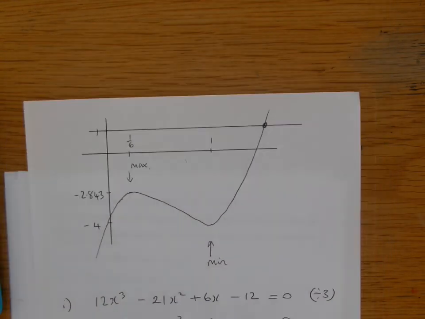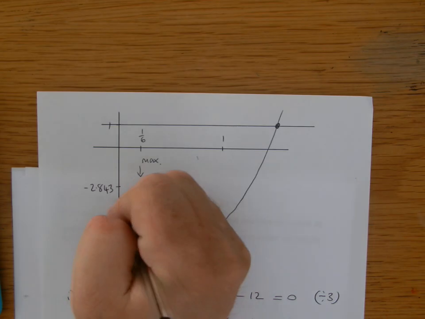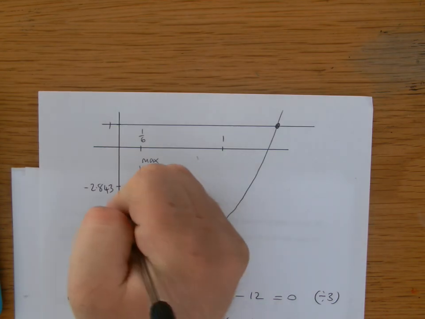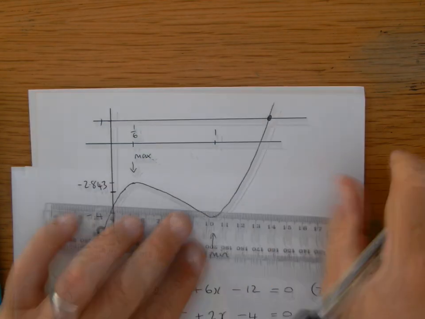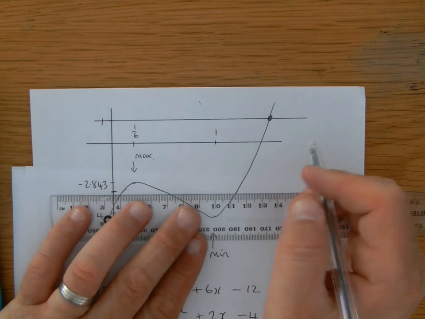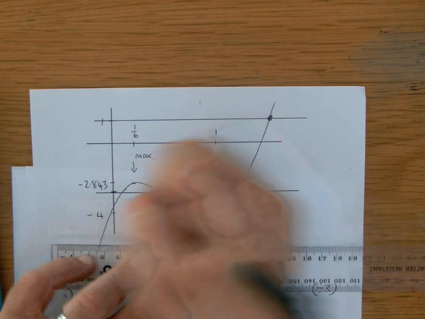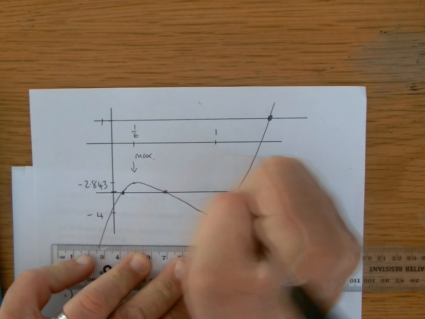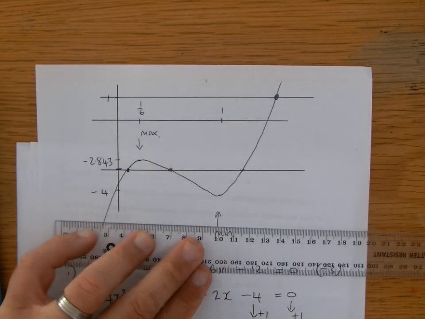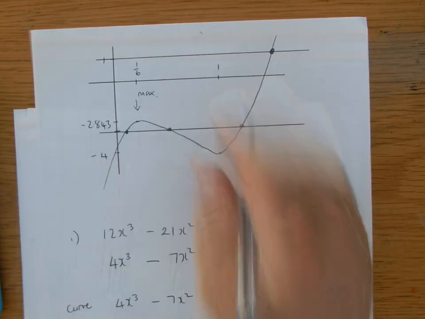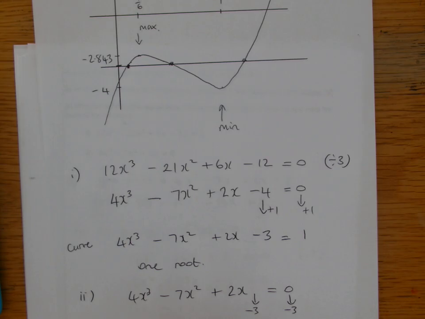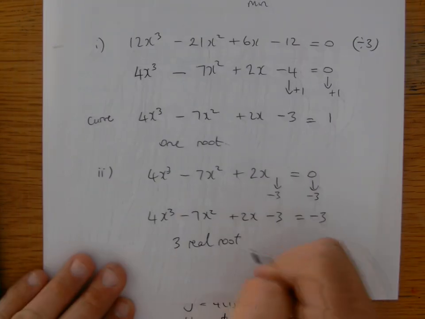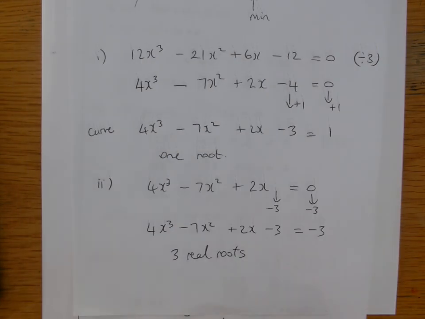So I'm looking now where my curve is equal to minus 3. If you look at the curve here, minus 3 is literally going to go just underneath here, roughly. So if I draw a line across where y is equal to minus 3, I can see that there are 3 points of intersection. So there are going to be 1, 2, 3 real roots. And we have our answer.